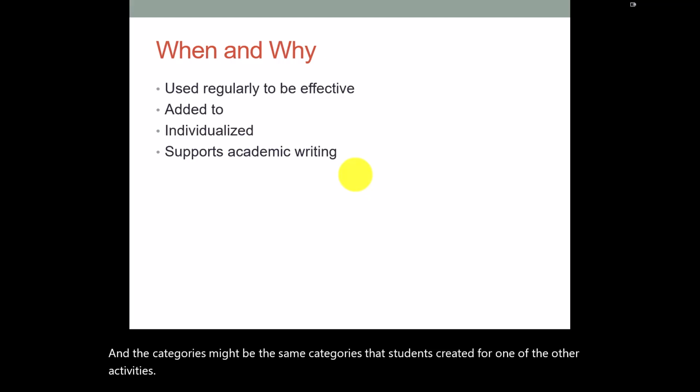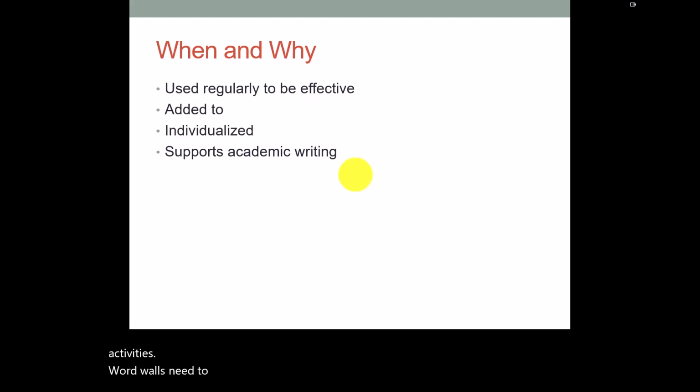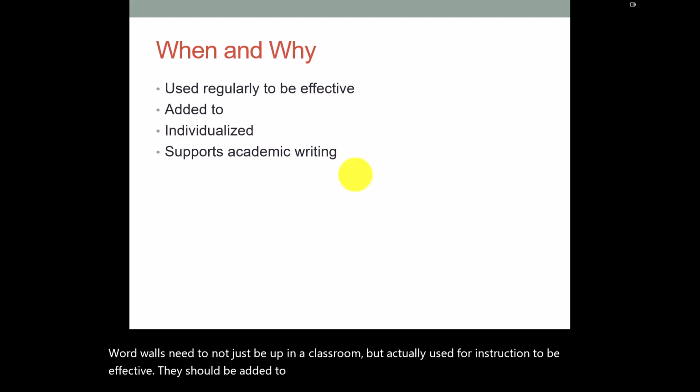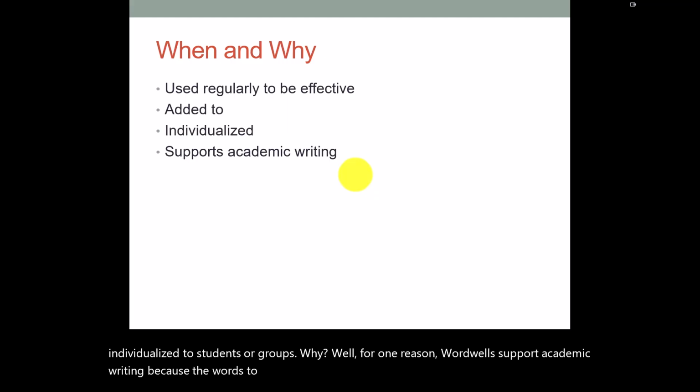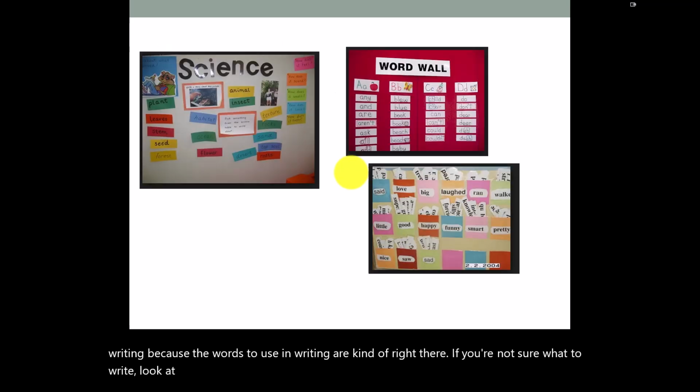And the categories might be the same categories that students created for one of the other activities. Word walls need to not just be up in a classroom, but actually used for instruction to be effective. They should be added to throughout the instructional period. It's helpful if they're individualized to students or groups. Why? Well, for one reason, word walls support academic writing because the words to use in writing are right there. If you're not sure what to write, look at the word wall and you will see.